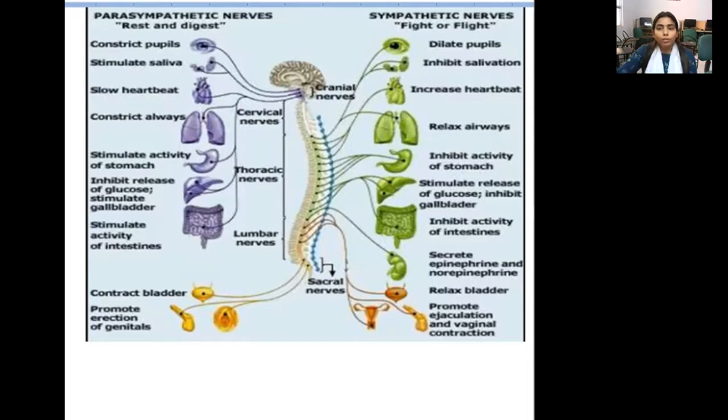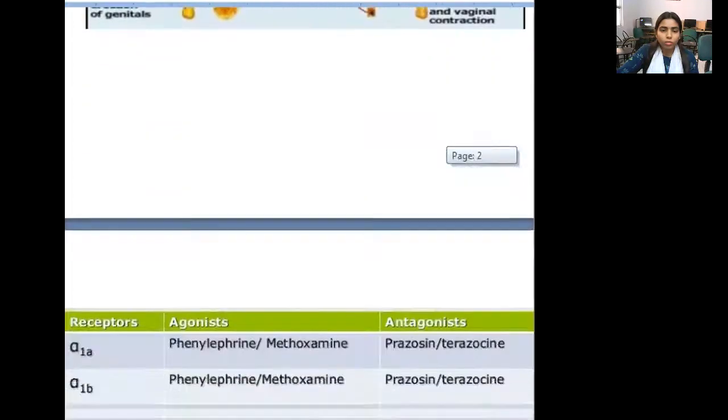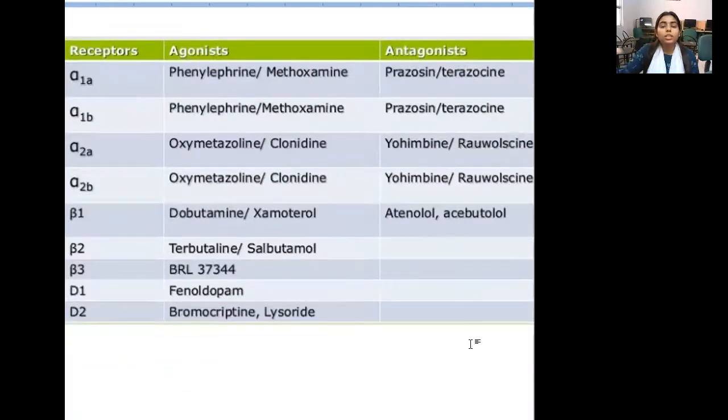So, where are the adrenergic receptors? Let's see their location. The location of alpha 1 is blood vessels, and alpha 2 is CNS. Beta 1 is heart, kidney, and juxtaglomerular cell, but beta 2 is in lungs and uterus, and beta 3 is the adipose tissue. So now you can see the adrenergic receptor subtypes, agonists and antagonists. You can check that the agonists and the antagonists are given in the table.